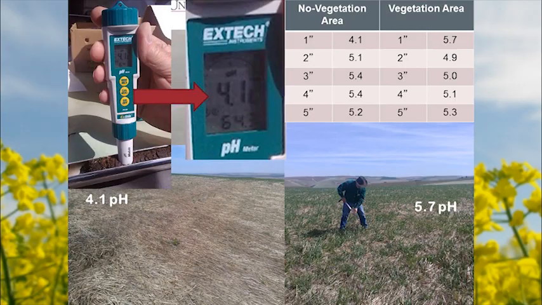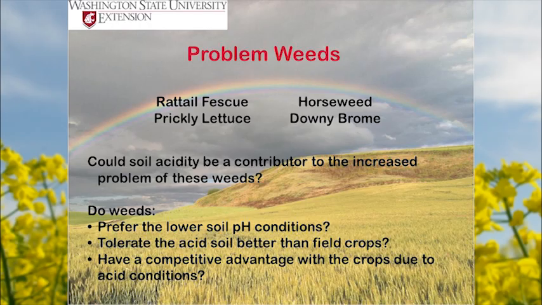So this brings me to think about, we have these weed communities developing out there. Maybe they're somewhat pH driven as well. So these are some questions I ask. I don't have the answers to them. We do have a little bit of information out of the Midwest that I found. But we got rat-tail fescue, horseweed, prickly lettuce, downy brome, that are all becoming more and more of an issue as we go to less tillage systems.